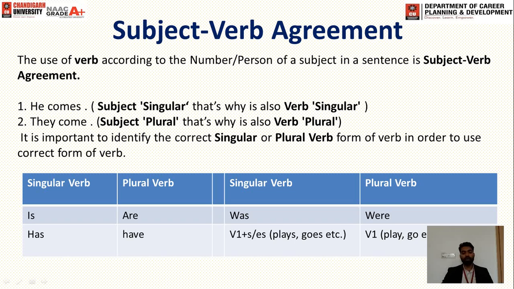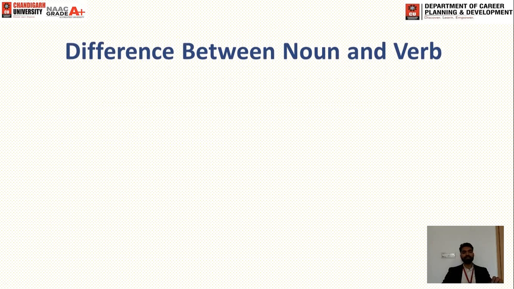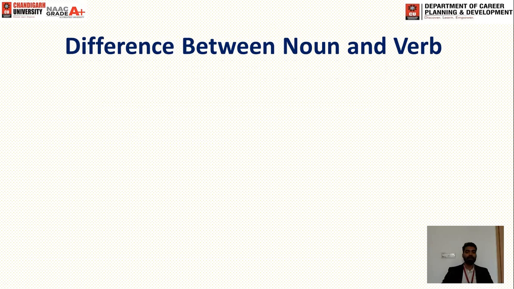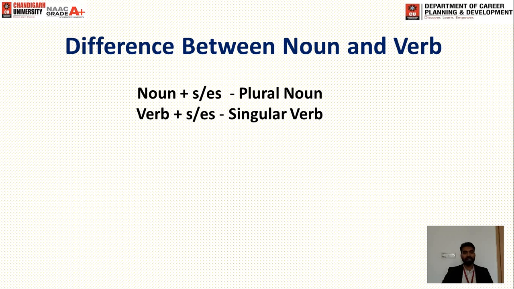So how do you actually form a singular verb? We take the first form of the verb and then we add s or es, like plays, goes. It actually is a singular verb. And in plural, what we do, we eliminate the s or es, then it becomes a plural verb. Moving forward, there is this basic difference that you need to remember between noun and verb: noun plus s or es is a plural noun. For example, boy is a singular noun. Boys is a plural noun.